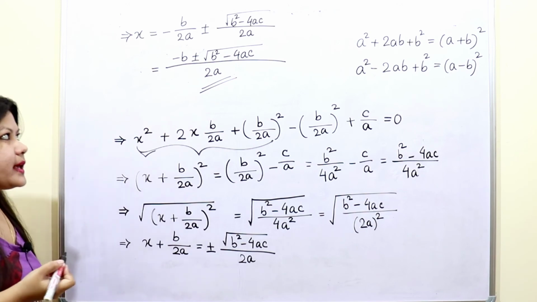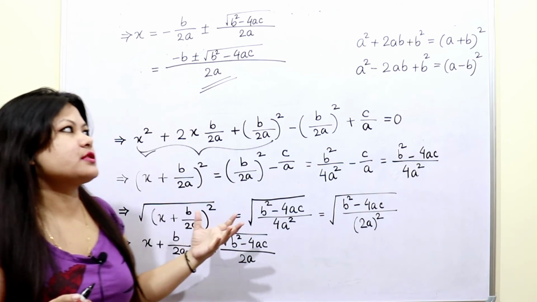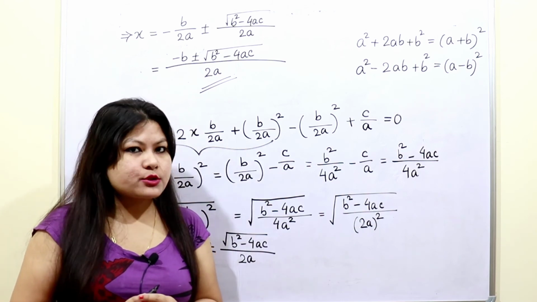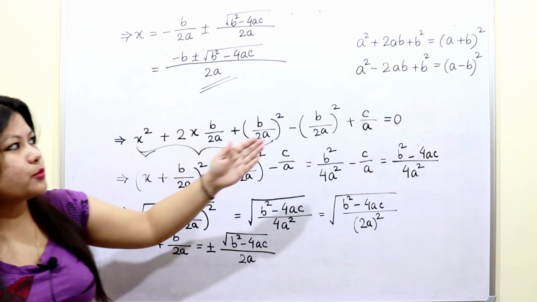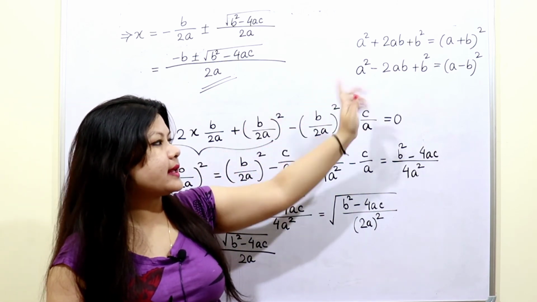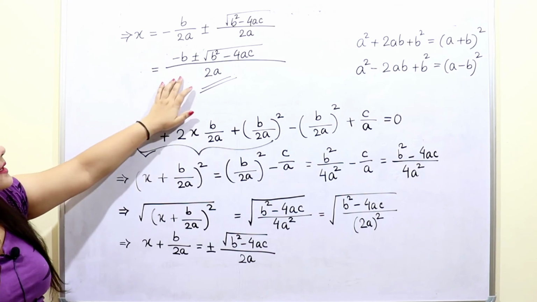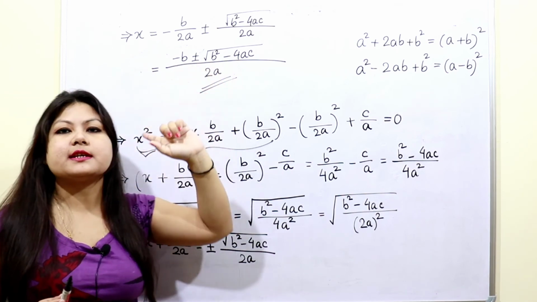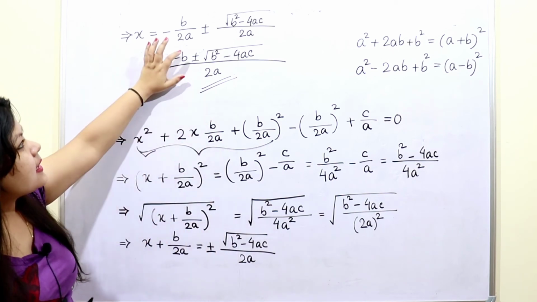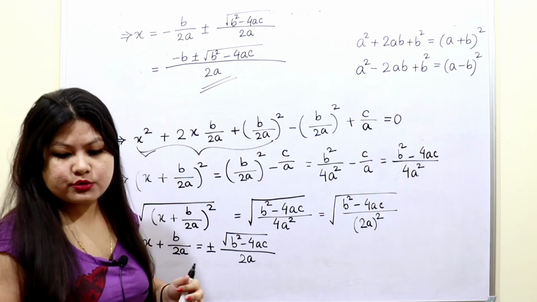So in this way we can find out the solution of a quadratic equation. This is called complete square method. Here we are using the formula a plus b whole square, then a minus b whole square. Now see, since we are getting the solution minus b plus minus root over b square minus 4ac divided by 2a, here it present the symbol plus minus.